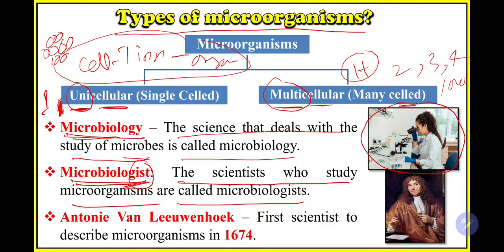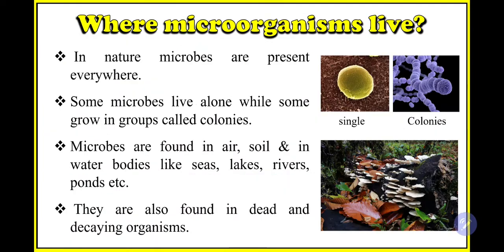So let us know a bit of history. Antony van Leeuwenhoek was the first scientist who described and studied microorganisms in the year 1674. Remember this name. This may come in your exam.